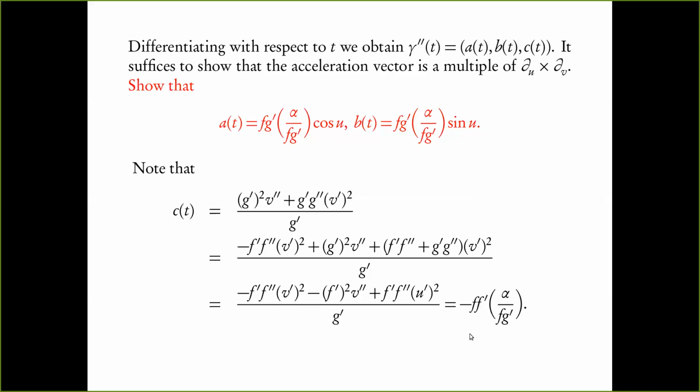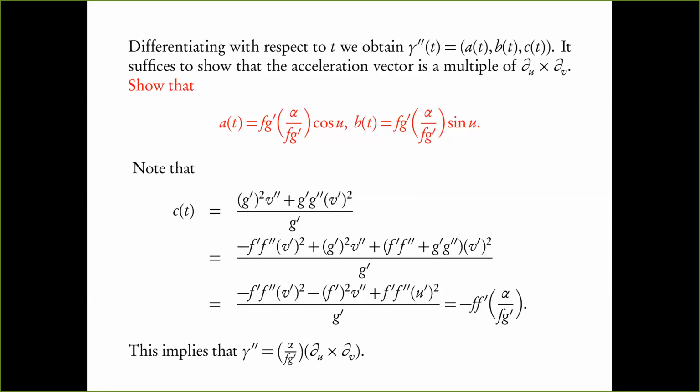At this point, we'd be done if you could show that del u cross del v is fg prime cosine u, fg prime sine u, and minus f prime, correct? The scalar c is going to be alpha over fg prime, and hence the acceleration will be normal. So that's what we're going to do now: compute the cross product. Is everybody okay so far? All right.